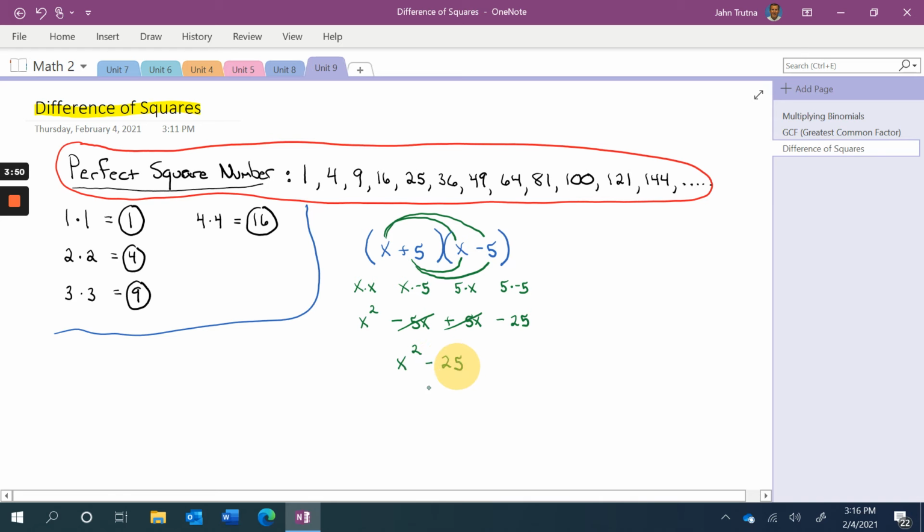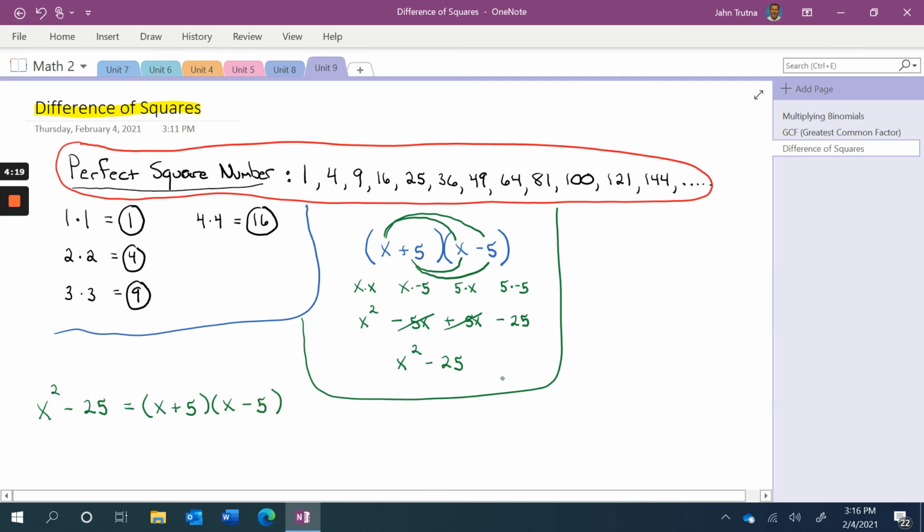So what we have just found out is that when I take x to the second power minus 25, if I said factor it, remember factor means to take an expression and find two expressions that would multiply together to equal that expression. Well, the two expressions that multiply together to equal x to the second minus 25 are x plus 5 times x minus 5. And this leads us to a rule that is called the difference of squares.